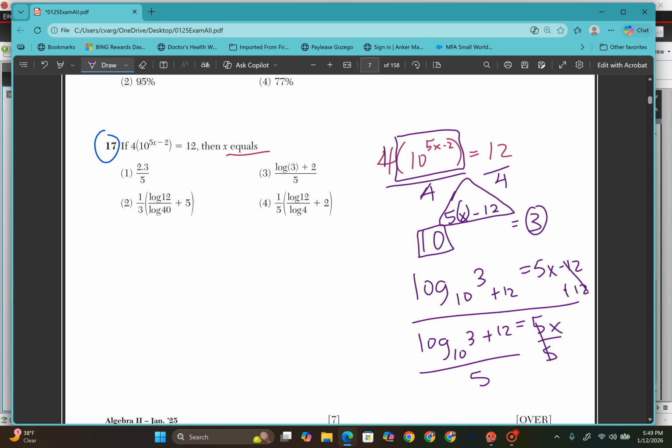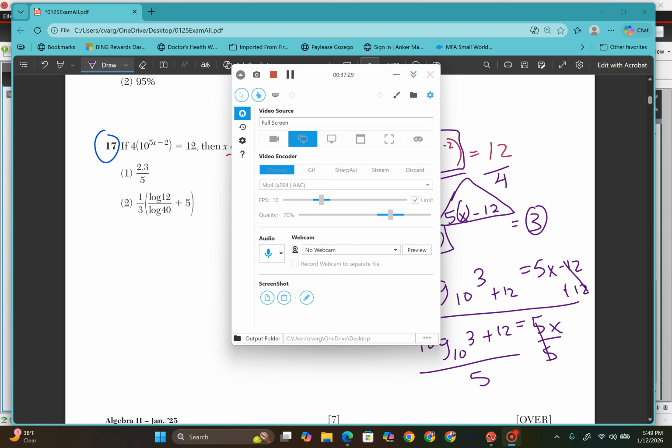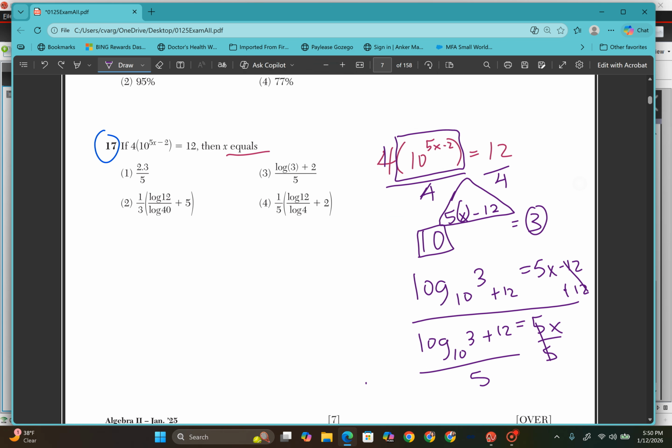So log base 10 of 3 plus, and then we have, so I'm looking at it and I'm like, where did I get this 12 from? It's not a 12. It's not a 12, Varghese. It's a 2. So it's 5x minus 2, right? Isn't that what we see here? 5x minus 2. So we have to add 2 to both sides. Add 2 to both sides. And this is not 12 again. This is 2. Good. So we're looking to see which one is equivalent to this. And log base 10 of 3.